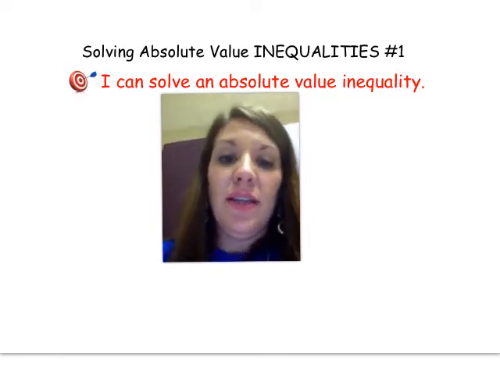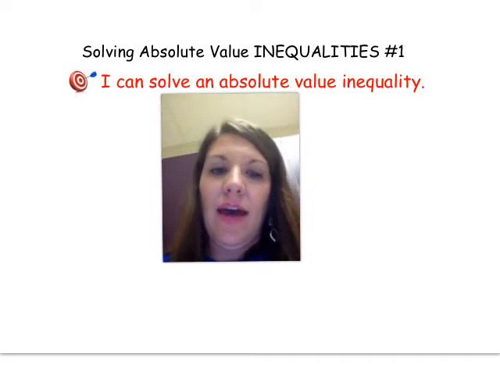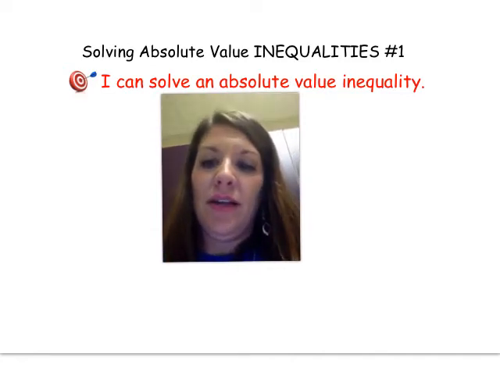And you will see these on the Algebra 2 end-of-course exam at the end of the year, so it's really important that you learn this. Our learning target is: I can solve an absolute value inequality. Let's go.